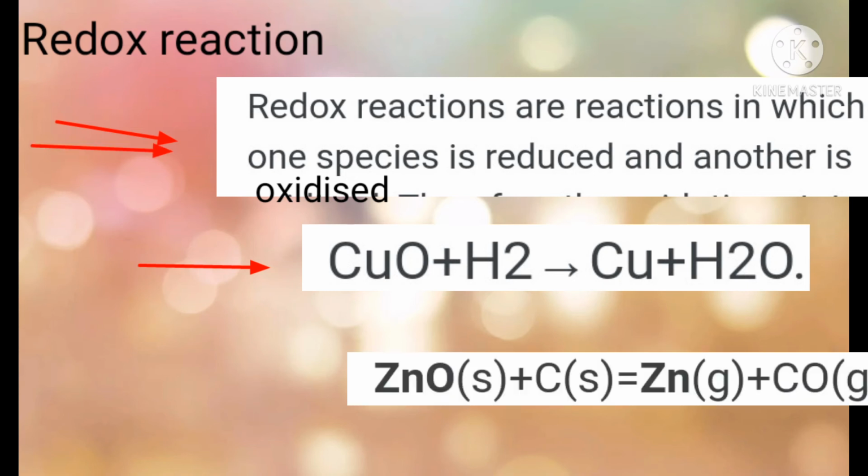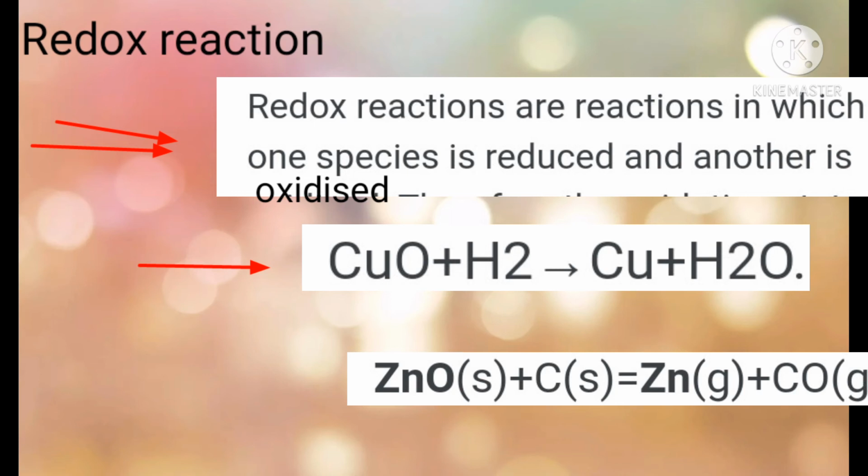The next example is action of zinc oxide with the carbon. On the right, zinc is present. Oxygen is removed from zinc oxide. So you got zinc. So oxygen is removed here. So what type of reaction? Reduction. What is reduced? Zinc oxide is reduced to zinc.